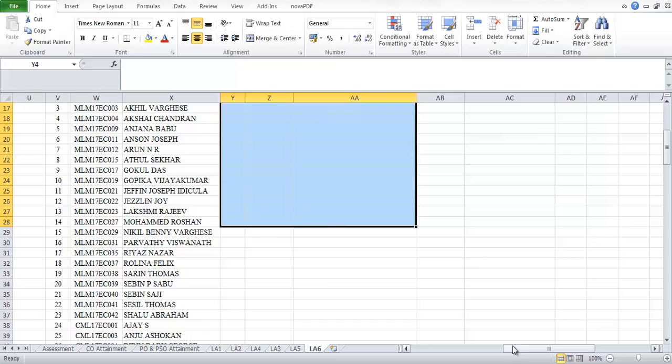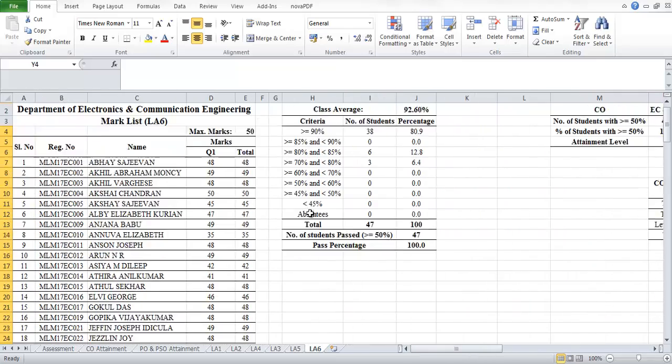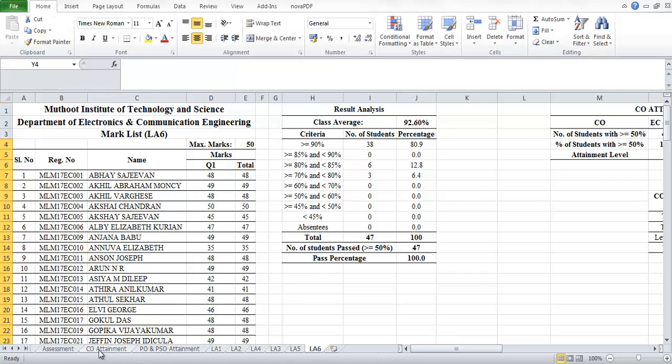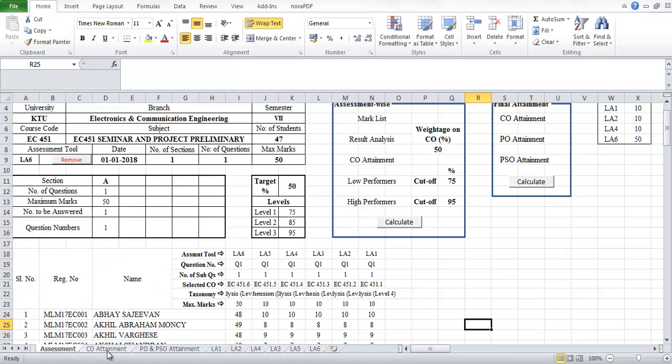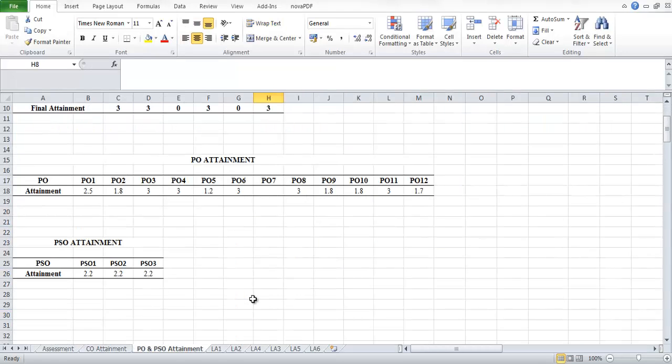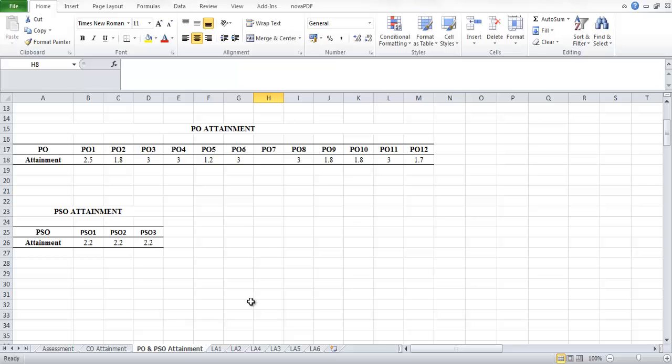So for LA6 also I have got the sheet ready here, and based on that, the attainment level and all. Now all I have to do is go to the assessment sheet and just press calculate for calculating the COPO PSO assessment, and that's how I get these values.